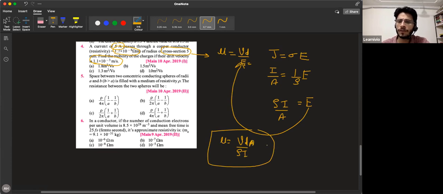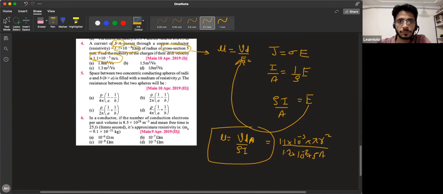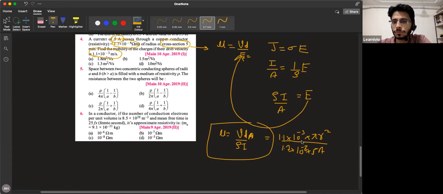Substitute the values. You have Vd, which is 1.1 into 10 raised to power minus 3. Then you need A. The radius of cross section is 5 mm, so area will be pi r square. Rho is given, 1.7 into 10 raised to power minus 8. Current is given as 5. Yashika, clear? Note it down. I'm not calculating the numerical value, it will consume too much time. You can calculate the numerical value now.